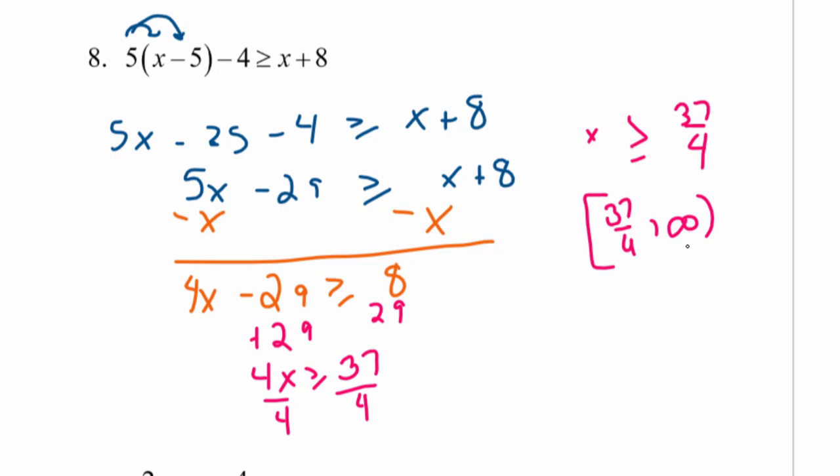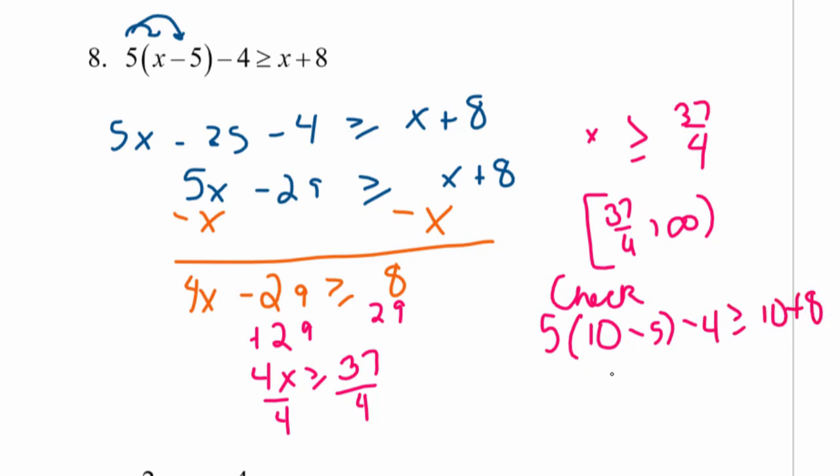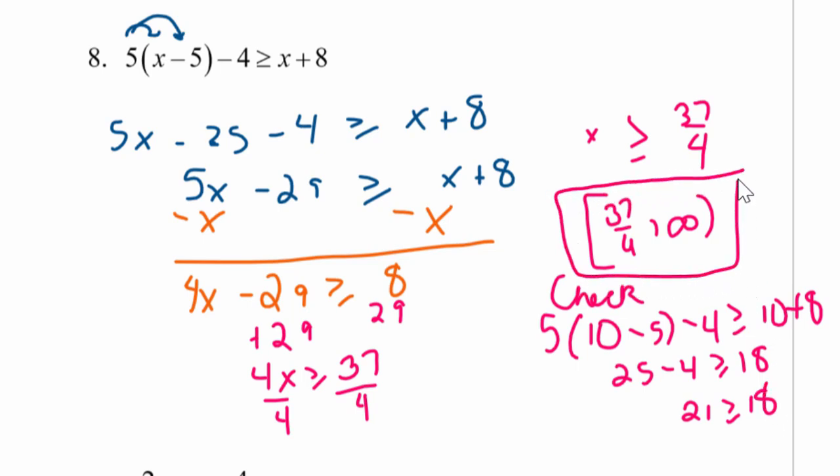And this being kind of an interesting number, let's do a check while we're here. 37 fourths is a little over 9, so let's check the number 10. That would mean that I would put a 10 in for x in the original problem, and I'm checking to see if I get a true statement. Here I get 5 times 10 minus 5 is 5, so 25 minus 4. Is that greater than or equal to 18? Yep, I think so. 21 is greater than or equal to 18. Okay, so here's our final answer in interval notation.